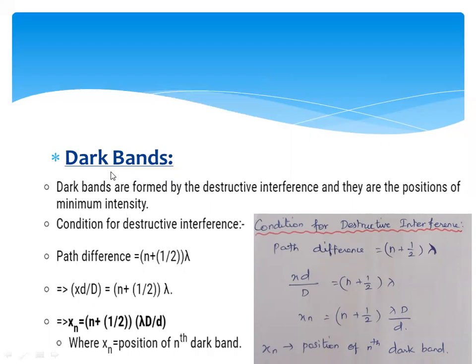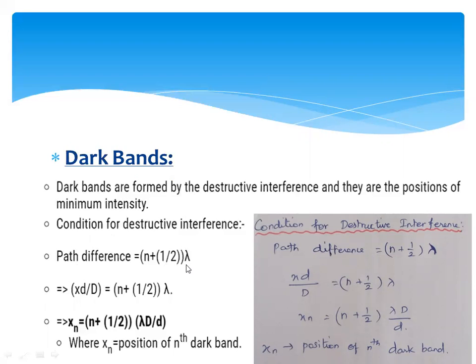When it comes to dark bands, they are formed by destructive interference and they are positions of minimum intensity. Why is it minimum? Because dark bands are created when destructive overlap is happening. Crest and trough overlapping means no wave is created. Light interference will happen where it has minimum intensity. So the condition for destructive interference is path difference is equal to n plus 1 by 2 lambda.